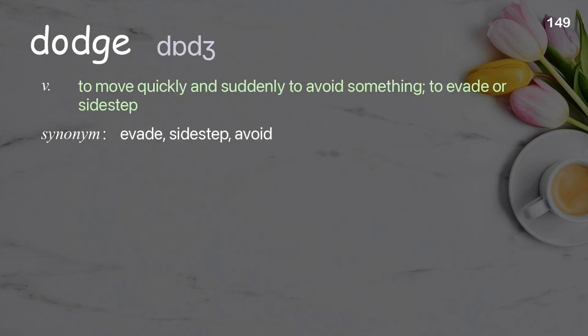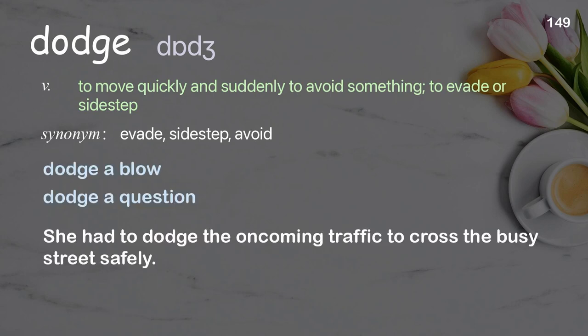Dodge. To move quickly and suddenly to avoid something, to evade or sidestep. Examples: dodge a blow, dodge a question. She had to dodge the oncoming traffic to cross the busy street safely.